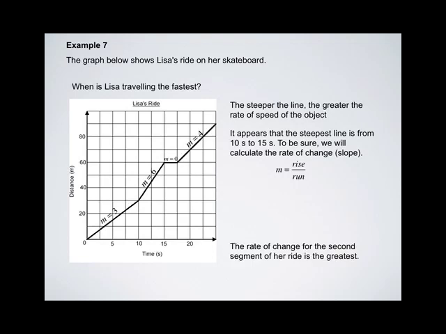And the rate of change for the second segment of the ride is the greatest. The slope is the greatest. Therefore, when is Lisa traveling the fastest? She's traveling the fastest from 10 seconds to 15 seconds.